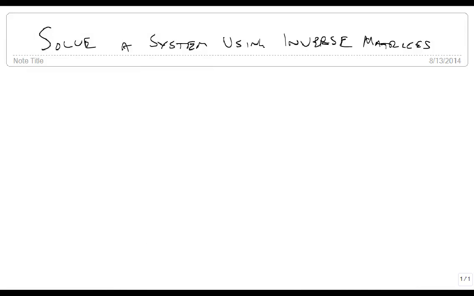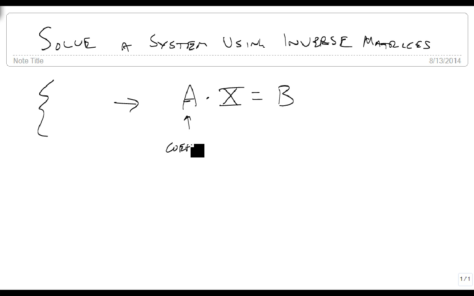We are now going to talk about how we can use everything we've learned about inverse matrices and about matrix arithmetic to solve a system of equations. Typically we have a system of equations, but one of the things we can do is convert this into a matrix equation. We have a coefficient matrix A times the X matrix equals the result matrix B.